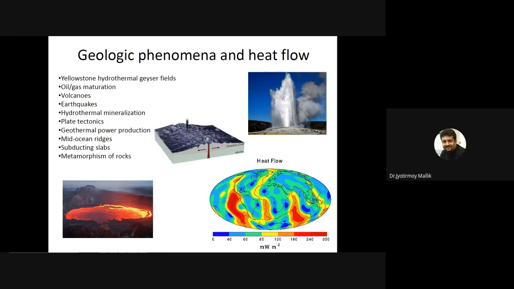Mid-oceanic ridges, through which the volcanic material comes up and forms the crust, happen because of the temperature differences. Subducting slabs in the trench, or the converging boundaries, is where that happens. Metamorphism of the rocks also happens due to temperature.